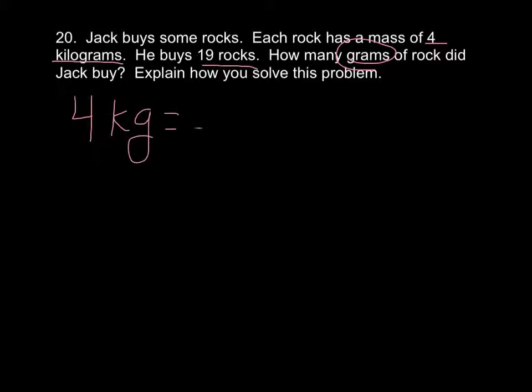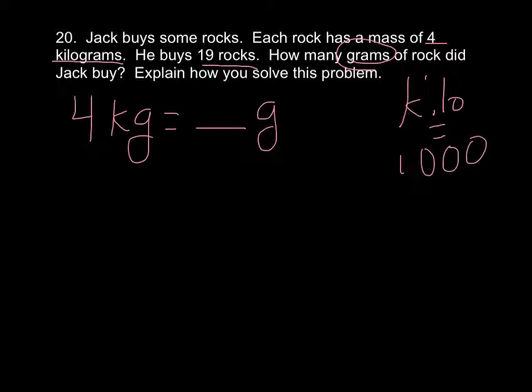So 4 kilograms, I need to think, okay, how many grams is that going to be? Well, I know that kilo means thousands. So 1 kilogram is going to be 1,000 grams. That means if I have 4 kilograms, I have 4 groups of 1,000 grams. And that works out to be 4,000 grams. So now I could do 4,000 times 19, because I'm going to have 19 groups of 4,000.